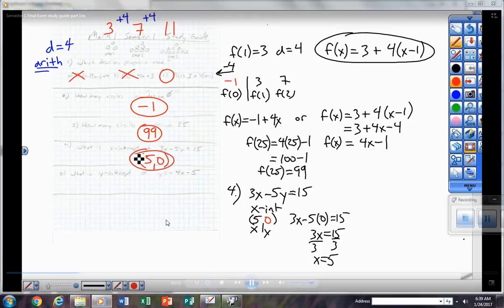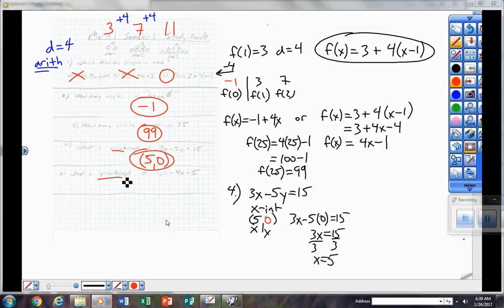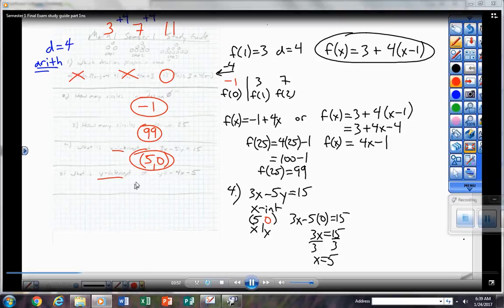Make sure you write it as a coordinate. For the y-intercept, you're going to do the opposite. You're going to plug in 0 for x. And again, for the y-intercept, the x-coordinate is always 0. So kind of think opposites. X-intercept, y-coordinate 0. Y-intercept, the x-coordinate is always 0.